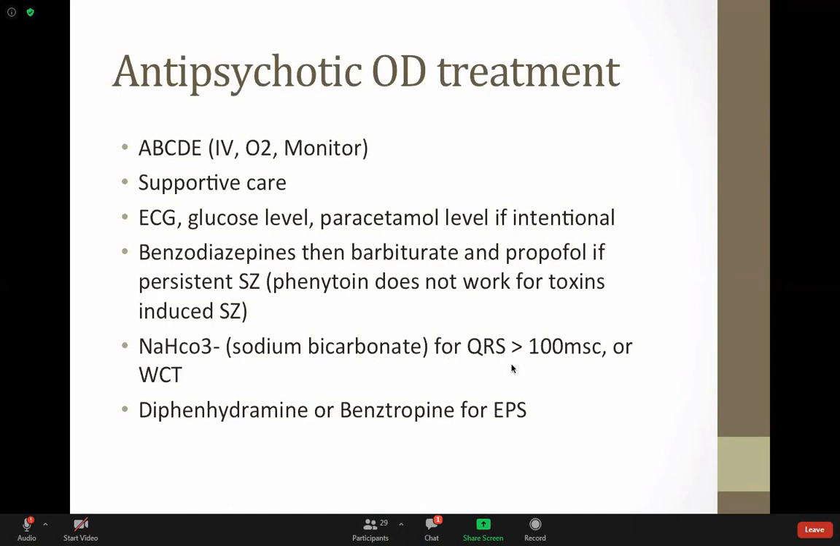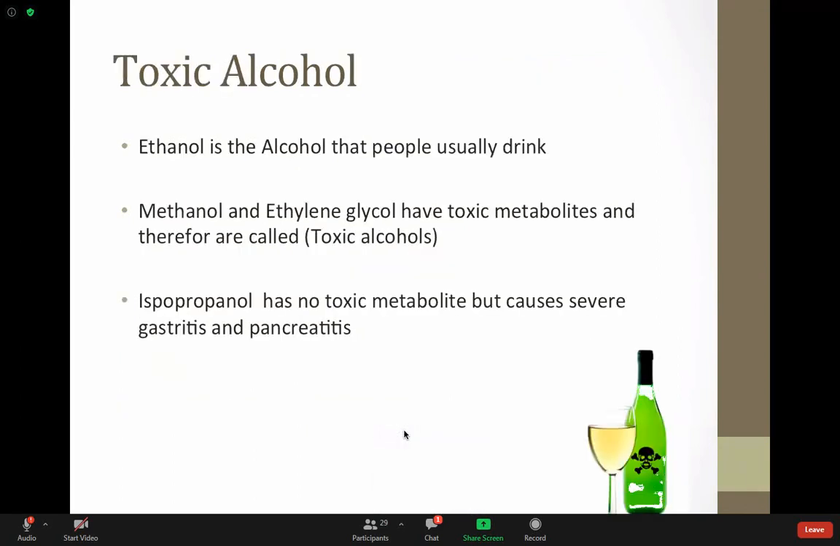Sodium bicarb if they have prolonged QRS. Magnesium sulfate if they have prolonged QTC. If they have extrapyramidal side effects, you can use diphenhydramine or benzotropine. It will treat the extrapyramidal side effects. Okay, that's all for antipsychotics. This is the last thing we're going to talk about, and then I'll give you a chance to ask any questions you want.